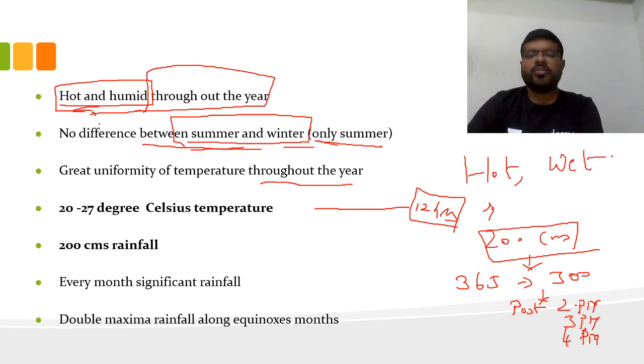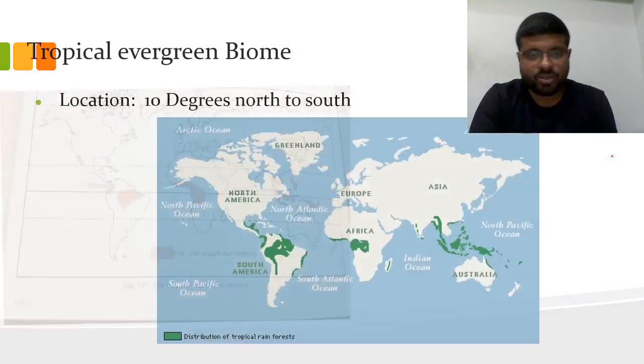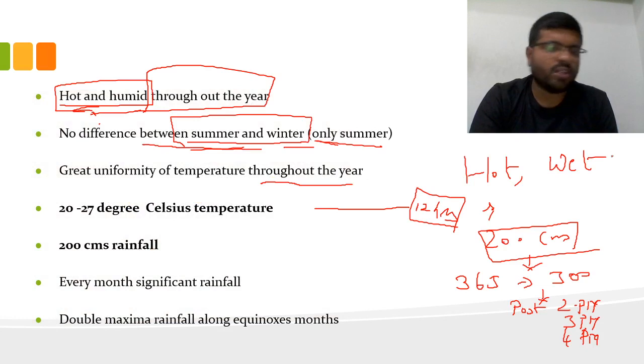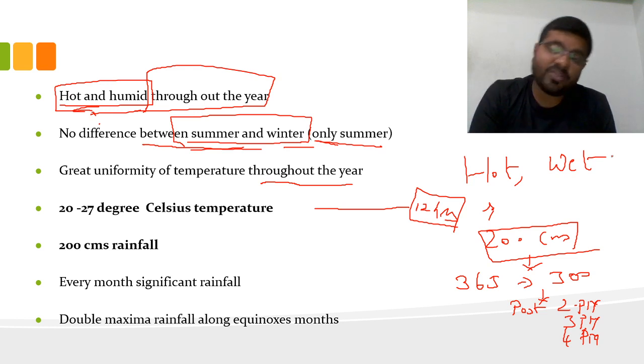So hot, comma, wet equatorial region, that is the meaning you have studied here. In this figure you can see hot wet equatorial regions, hot every day, wet every day. So that's where there is great uniformity of temperature throughout the year. There is no concept of winter. And what is the kind of rainfall you find?